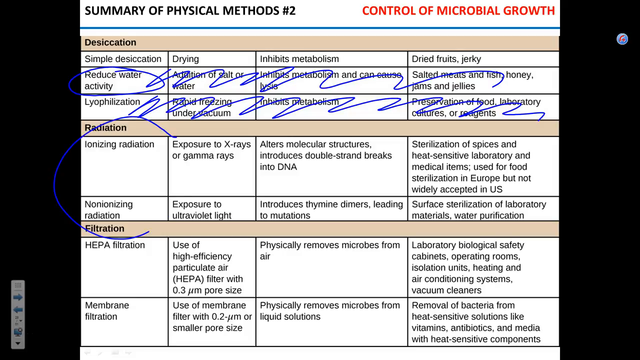Radiation, we talked about it. Filtration. It's for your reference. So again, focus on disinfection versus sterilization. If I ask you how we sterilize food, don't suggest autoclave, please. Okay.